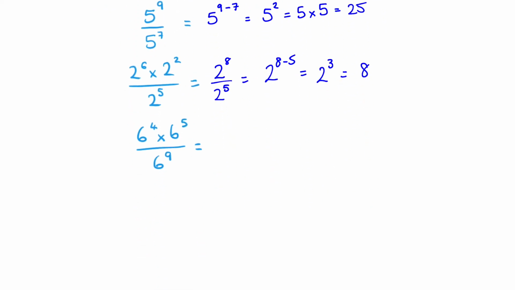Okay, and then the last one that we're going to look at today is similar. So the top of the fraction we'll sort out first. So we're multiplying, so we add the powers. So that gives us 6 to the power 4 plus 5, which is 9, over 6 to the power 9. So we're dividing, so we subtract. 6 to the power 0 is 1, because anything to the power 0 is 1.